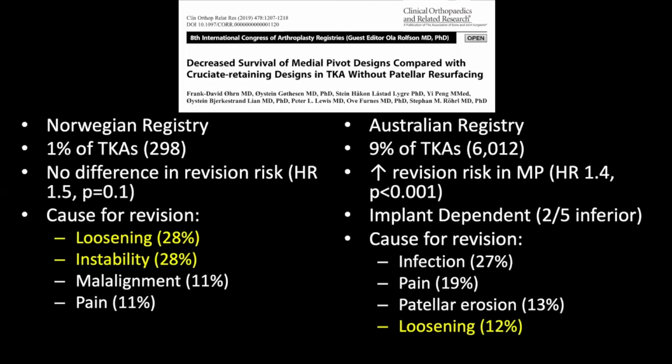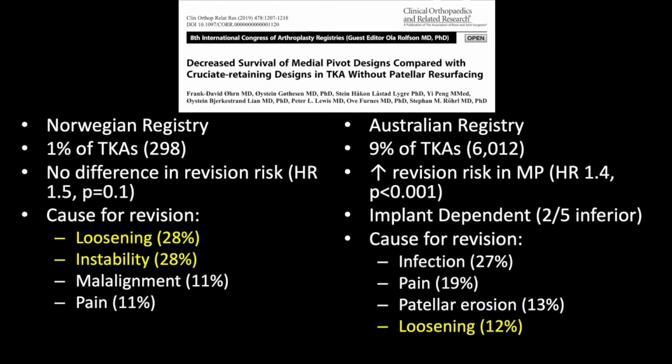When we look at this data a little bit more closely, we see that the Norwegian registry only had 1% of their total knee arthroplasties as medial pivot knees, which only gave 298 patients in the study. Because of these low numbers, they found no difference in revision risk, even though the hazard ratio was slightly higher at 1.5. It did not reach statistical significance. Of interest, they found the cause for revision to be loosening at 28% and instability at 28%. These both could be attributed to implant design.